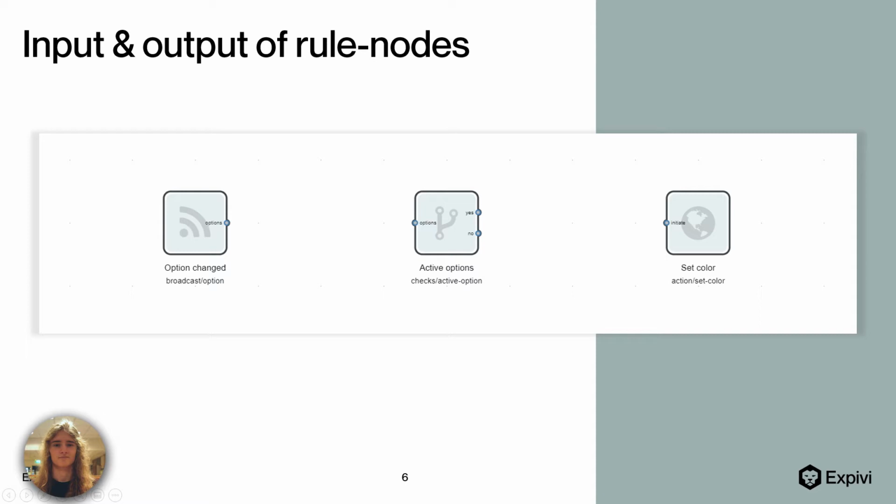Some nodes have 2 output points. As you can see from the image below, the upper output point will be used when the conditions checked within the rule node are true, and the bottom output will be used when the conditions checked within the rule node are false.